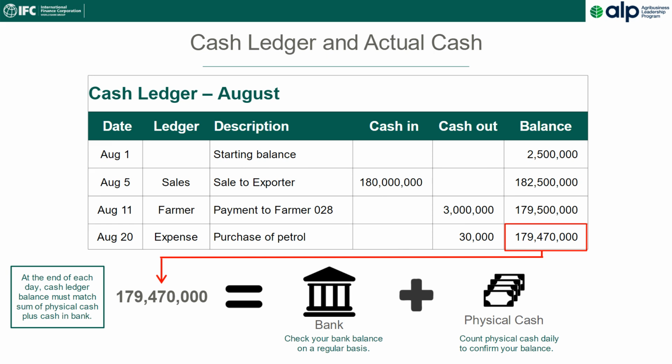This is one of the most important tasks in the financial management of a business. If you do not have a match, you need to investigate and resolve the discrepancy. A mismatch is often the result of human error in recording transactions, but it could also indicate a more serious problem such as theft. One way to help prevent problems with cash is to implement cash controls in your business.